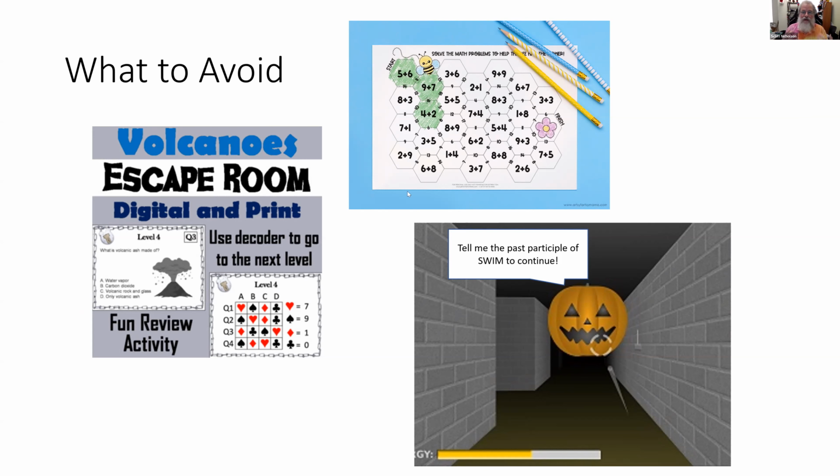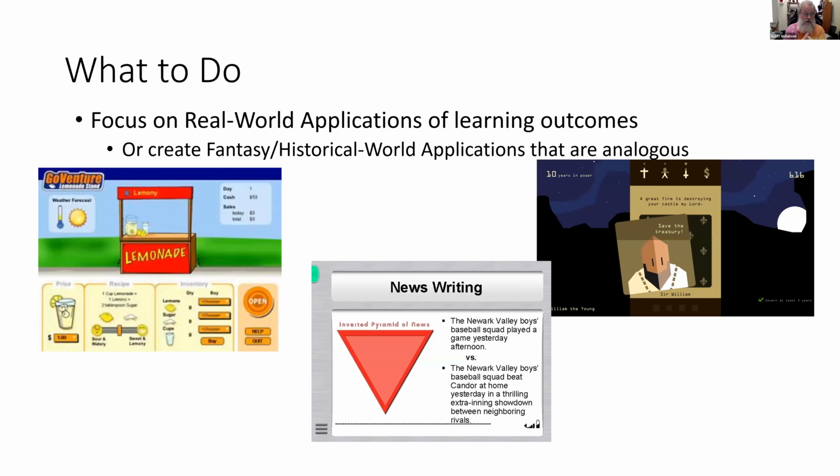Instead, we want to look at games that apply the real world to the learning outcomes. So examples of that from the past would be like Lemonade Stand game, where you're using economic concepts. Reigns, where you're making historical decisions and seeing the implication. A news writing game, where you're actually doing journalism by writing stories. So we're trying to look for how do we either have a real world application of what we're doing, or some kind of fantasy or historical setting that we can play with to apply the real world.